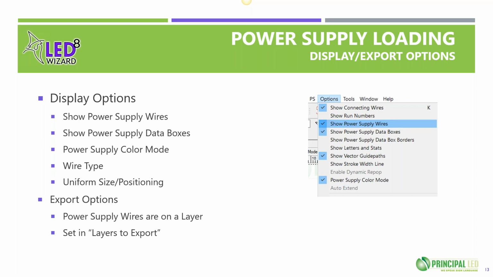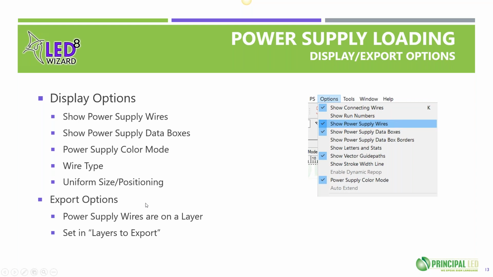And then uniform size and positioning. There's an option to make the data labels all the same size on a power supply. It looks a little bit cleaner. I like to position power supplies on a guideline, so you can drag a guideline in so that they're all on the same plane. Having them the same size on the same plane looks a lot cleaner as opposed to having them everywhere, in different sizes and this sort of thing. So that's just a display thing.